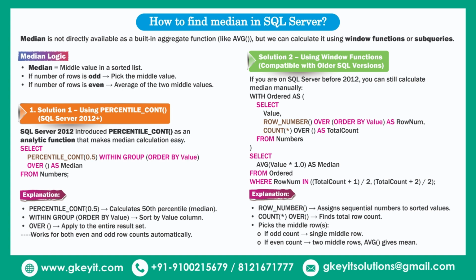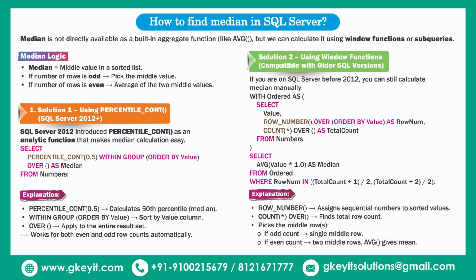This is a CTE name: with ordered as select value, ROW_NUMBER() over (order by value) as row number, COUNT(*) over () as total count from numbers. And we are selecting AVG(value * 1.0) as median from the ordered CTE, where row number in ((total count + 1) / 2, this is for odd numbers, and (total count + 2) / 2, which gives two values for even numbers, and by averaging them we are going to get the median as well.